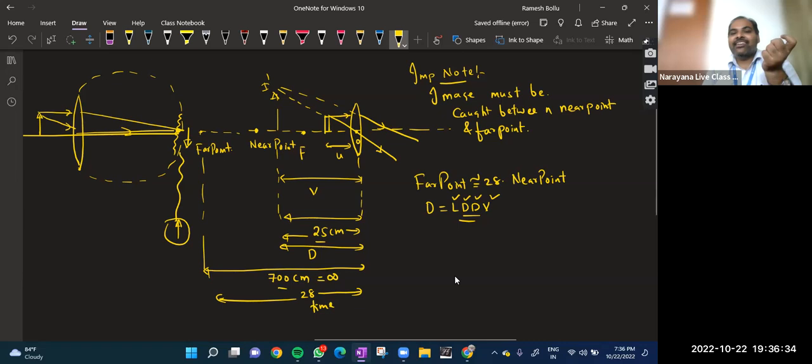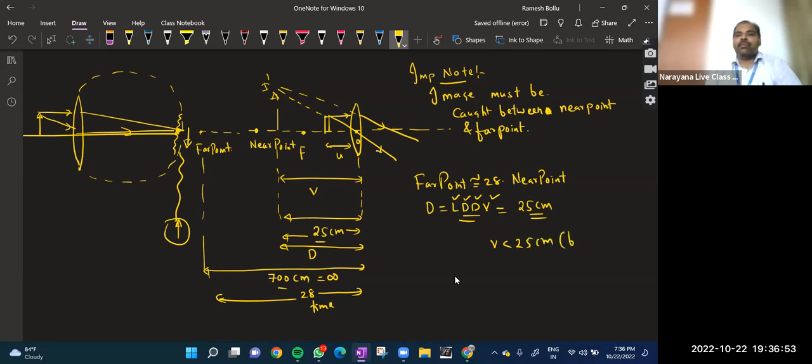Okay, so listen. Compulsory, what is the condition for a well-defined image? The image must be formed between the nearest point and the farthest point. What is the value of D? Tell me. Compulsory, it must be 25 centimeter. Now, if the image distance is less than 25 centimeter, what will happen?